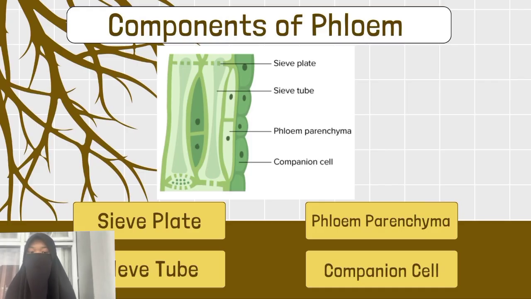The phloem is a vascular tissue in plants responsible for distributing the products of photosynthesis from the leaves to all parts of the plant. The phloem consists of several main components: sieve elements, companion cells, phloem fibers, and phloem parenchyma.